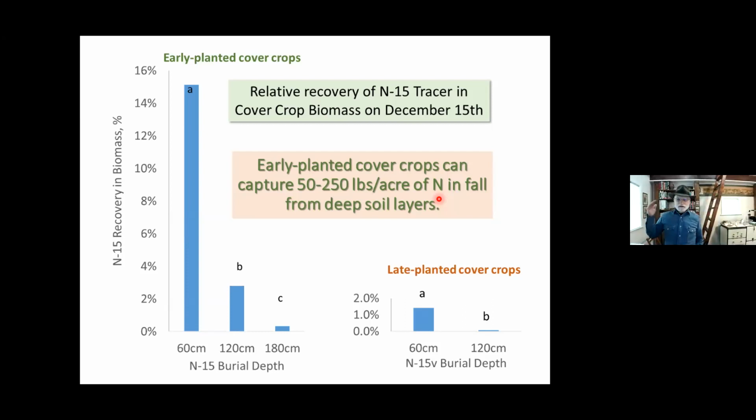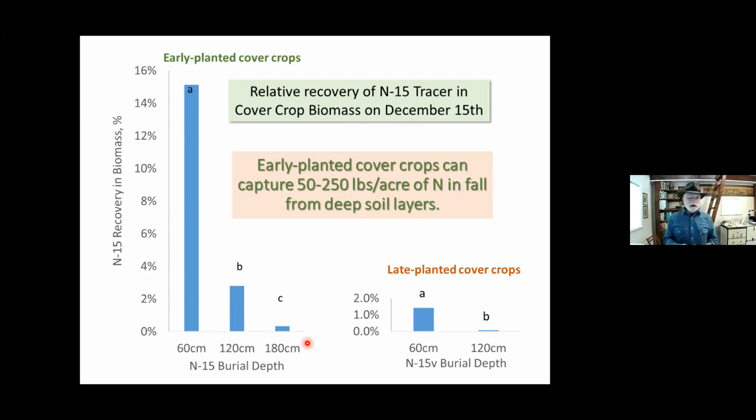And then we came by in late fall, around Thanksgiving, and harvested that cover crop and looked for that label. If we planted early, around the 1st of September or earlier, we found a lot of the label from the 2 foot, from the 4 foot. We even found some label, and this was significant, from 6 feet deep in that cover crop. So we know that the roots are getting down there. They're getting down there quick if we plant early and we plant the right cover crops.